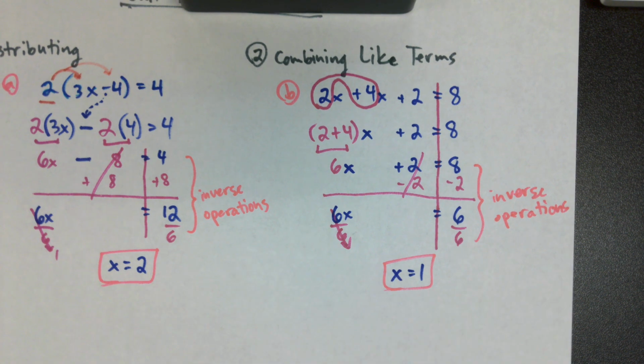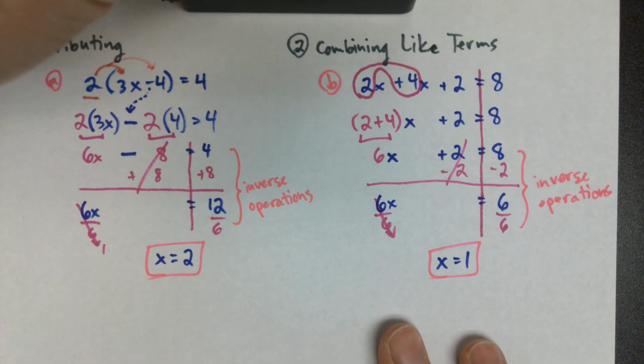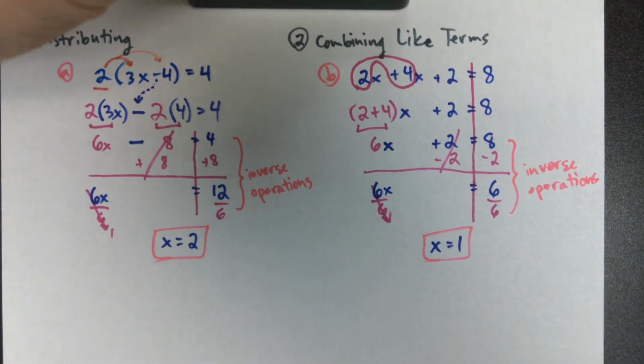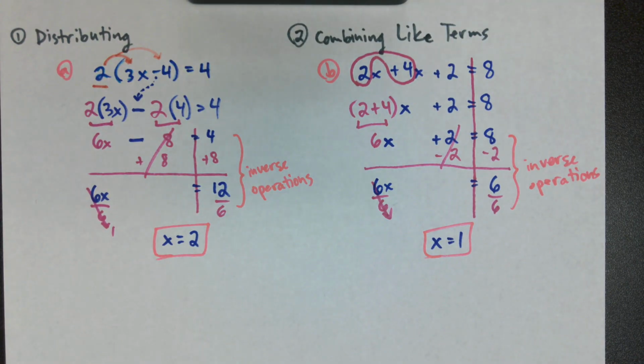Now, I'm missing something on these two problems, right? Does anyone think back real quick? What am I missing as a part of my answer for these two problems here? Any ideas? We're not missing units because it's not a word problem, so we don't need units. But we do need to identify how many solutions each of these equations has.